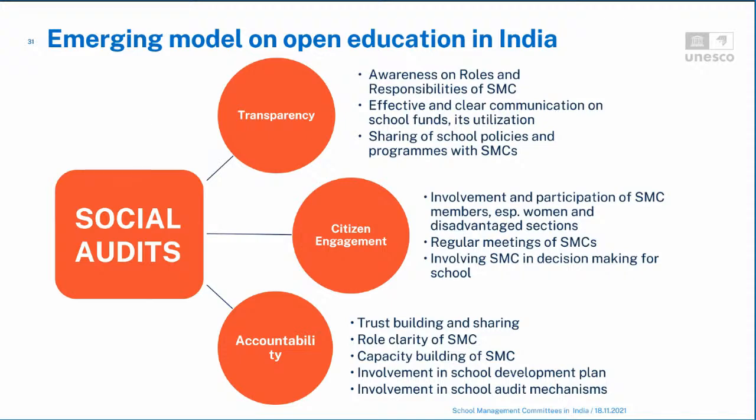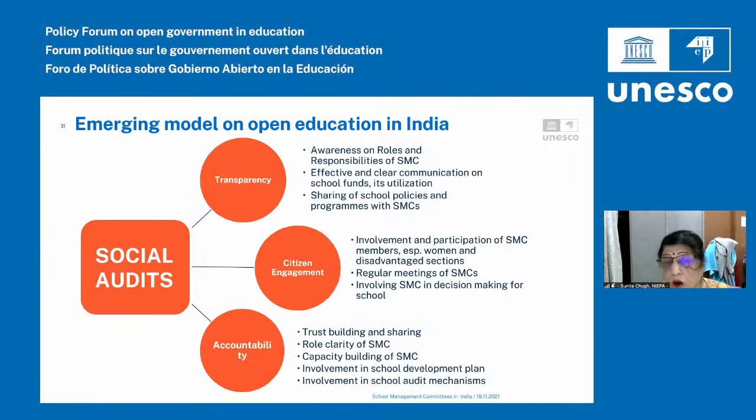Then, social audit, monitoring of school activities. I have made a gist of the transparency aspect: how transparent was our system in telling the SMC members about their roles and responsibilities? How transparent was our system on effective and clear communication on school funds and their utilization? How did they procure school funds? How do they utilize them? And what about the sharing of school policies and programs? So how transparent was our system? That was one aspect which was dealt with.